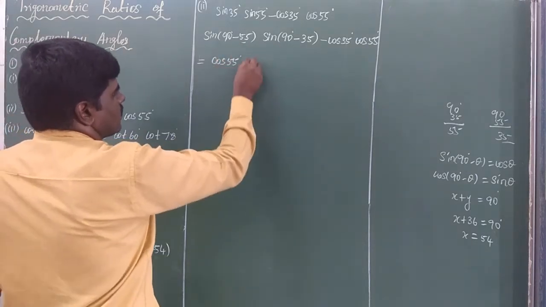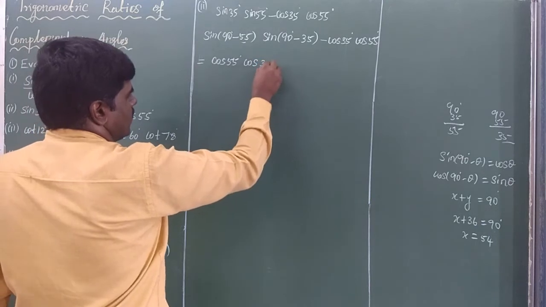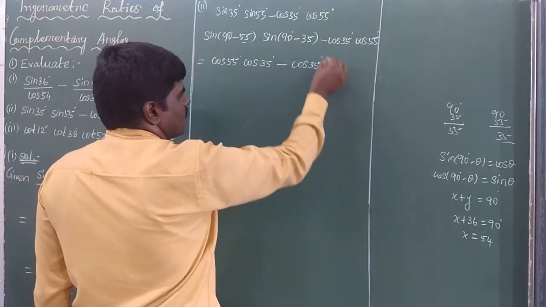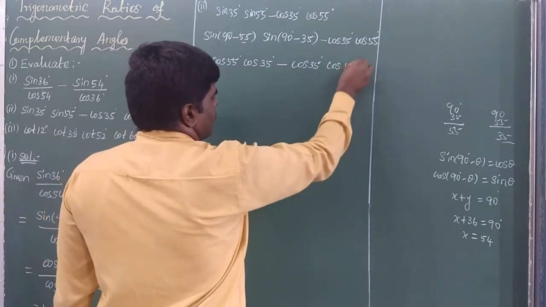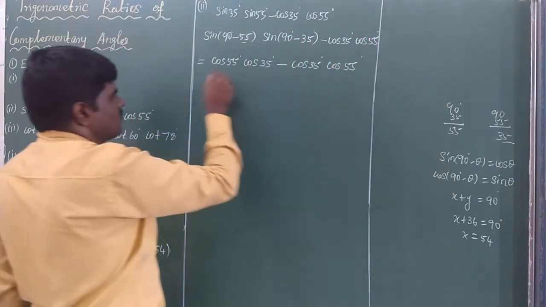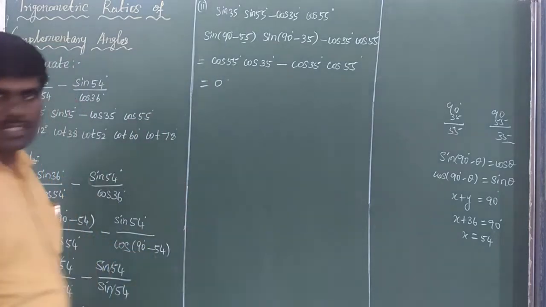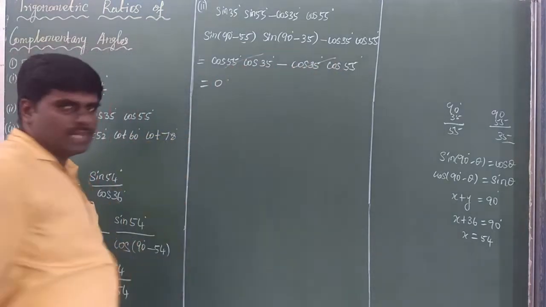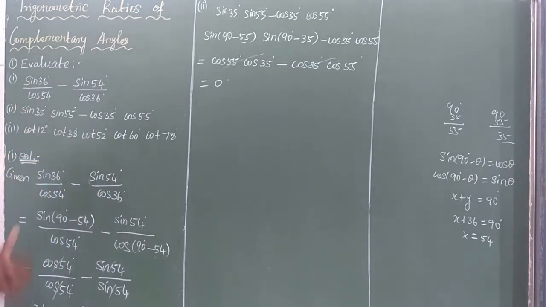Next step, here cos of 35 degree minus cos of 35 degree, cos 55 degree. Okay, both values will be cancelled. It is positive and negative, so it is cancelled. The value will be 0. Understood?